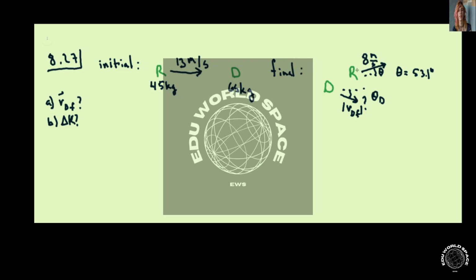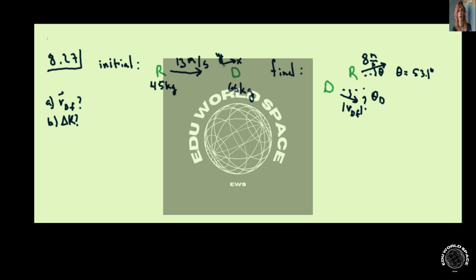And then we're told her initial speed, and the direction is sort of arbitrary. We're going to call that the positive x direction, and so y will be up there. And we're told their masses. And then we're told her final speed and the angle that she makes with her initial direction. Then we need to find Daniel's velocity after the collision in part A, and in part B, we want to find the change in kinetic energy.